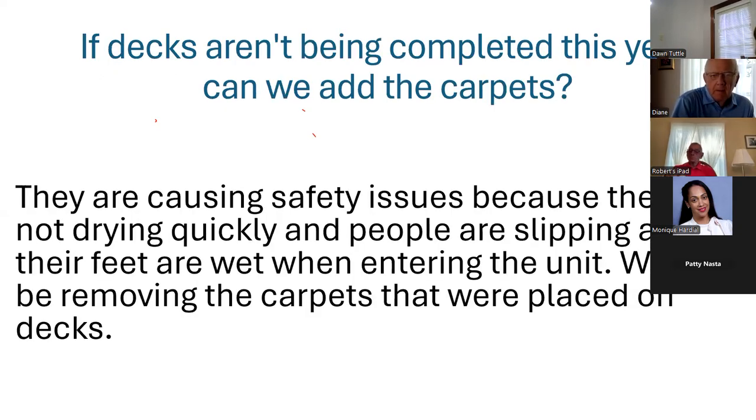If the decks aren't being done this year, can we add the carpets? We tried the carpets. The main issue is they're causing safety issues because they're not drying quick enough. So people are slipping because their feet are wet when they're entering their units. So we are removing them. Most of them have been removed.